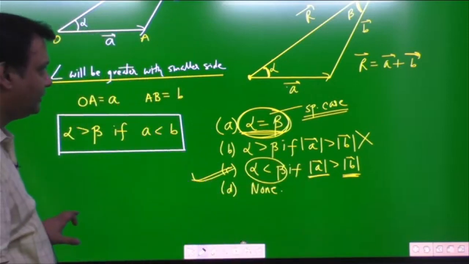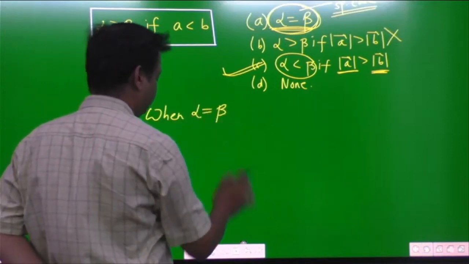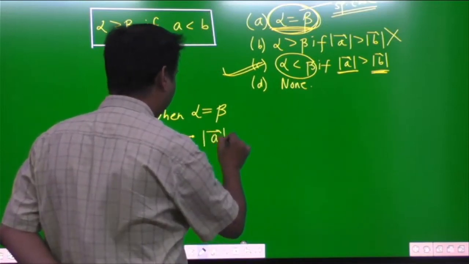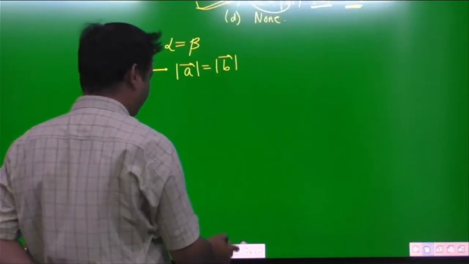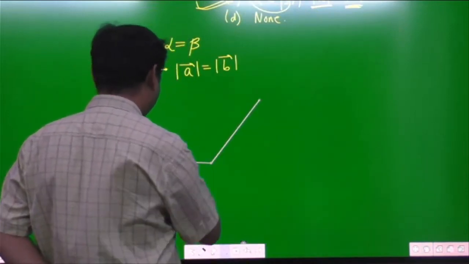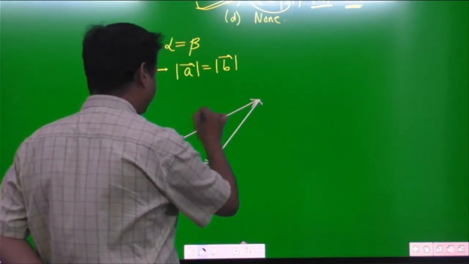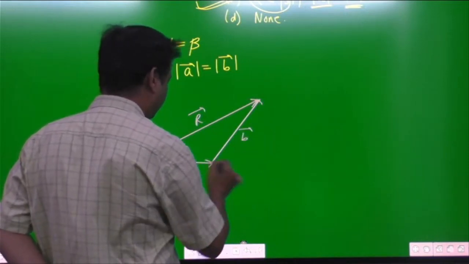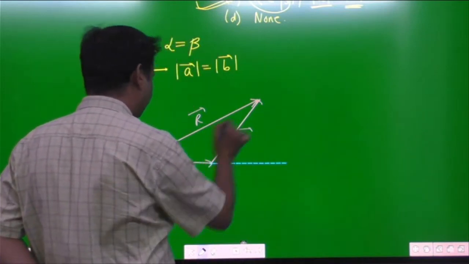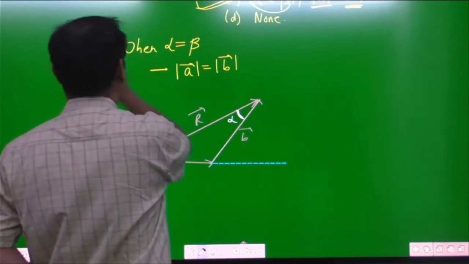Okay. And when will alpha and beta be equal? When alpha is equal to beta, the modulus of vector A will be equal to the modulus of vector B. In this case, when both the vectors are of the same magnitude, this is a special case. These are very fingertip points for your MCQs. Okay, so if both vectors are of the same magnitude, this angle and this angle will be equal. So if this is alpha, then this will also be alpha.